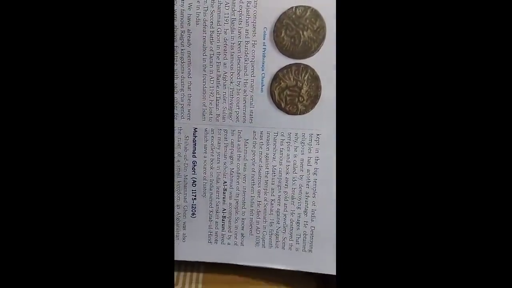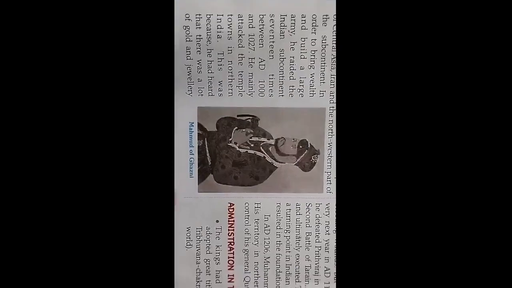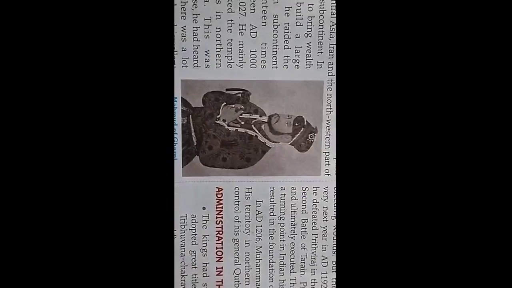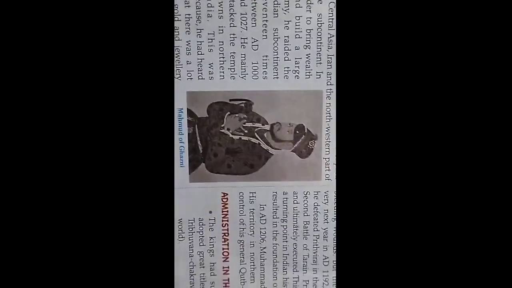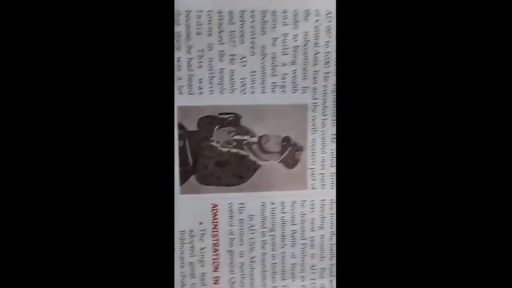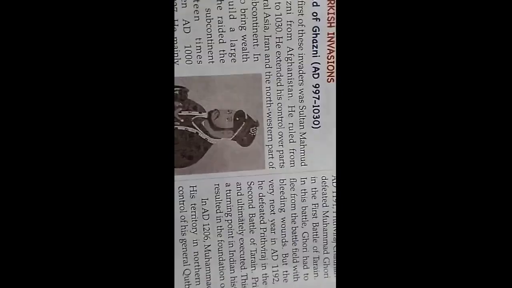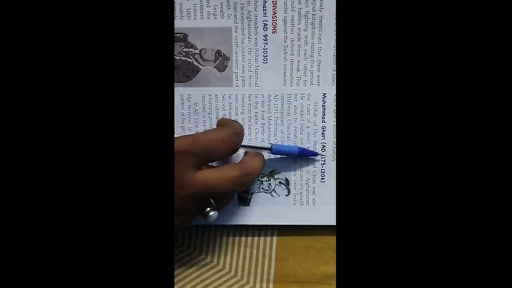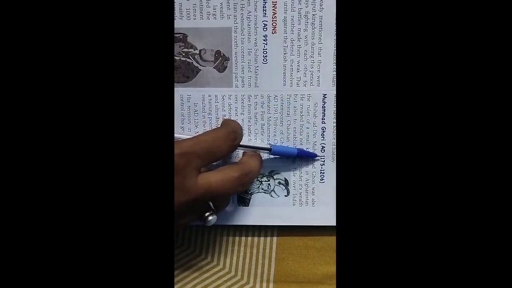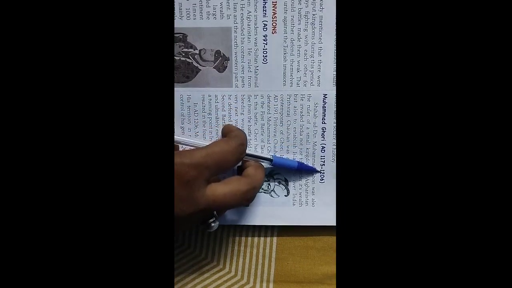Okay, class. So now you can see the picture of Mahmud of Ghazni, and he was a Muslim who entered India from the Ghazni side, and he looted India 17 times. Okay. So the next topic is Muhammad Ghori, and he ruled in the time period of 1175 to 1206.